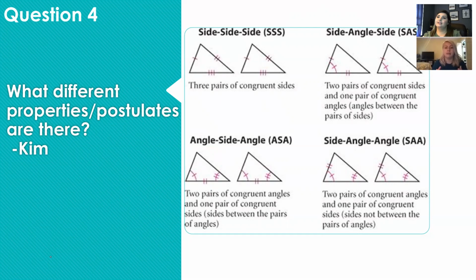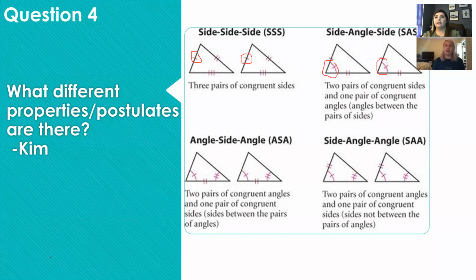Which we see in the image there. We have 3 pairs of congruent sides. We see that we have the lines right there to show us where our congruent sides are. So we also have side angle side, which is SAS. We not only have 2 pairs of congruent sides, we also have 1 pair of congruent angles. So not just the sides are the same, the degree of the angles are also the same. So we see here we have a congruent angle, and we have a congruent angle, and then we have to at least have 2 congruent sides.